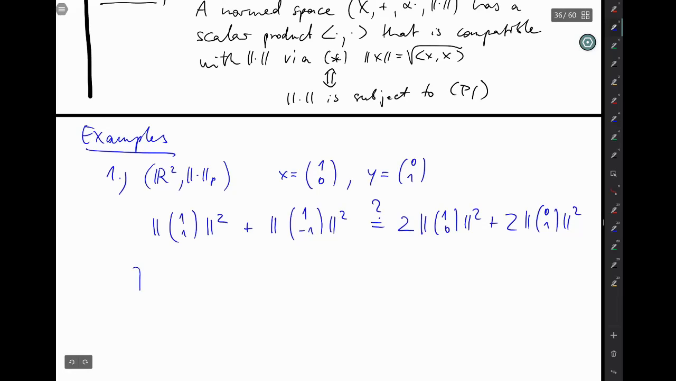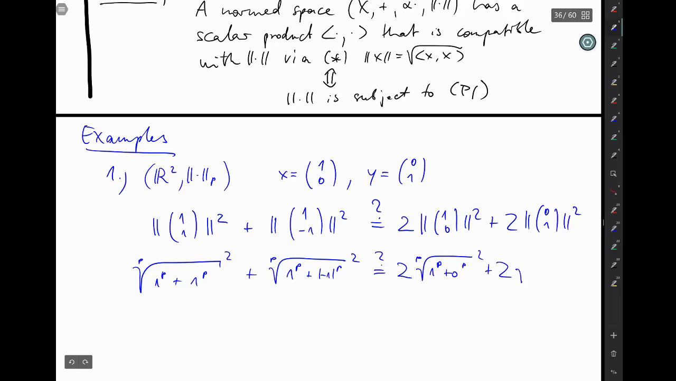So this here is just the pth root of 1 to the power p plus 1 to the power p, and then there's a square outside. And here's the same pth root of 1 to the power p plus modulus minus 1, which is again 1 to the power p, squared. And the question is still whether or not that is 2 times the pth root of 1 to the power p plus 0 to the power p, squared, and 2 times the pth root of 0 to the power p plus 1 to the power p, squared.